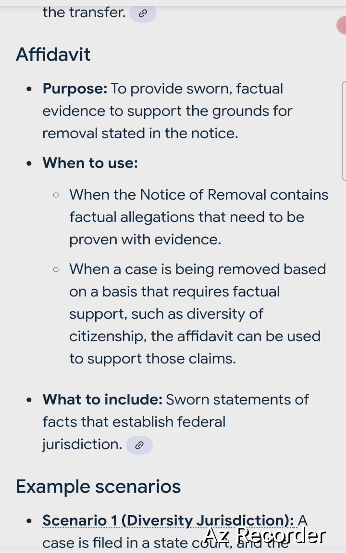Just in case you people are asking about the jurisdictional issue, jurisdiction can be challenged at any time. And that's why I was saying that, under certain circumstances, you can go ahead and put that piece together. After the 30 days, there's a leeway, because jurisdiction can be challenged at any time. And if you're challenging jurisdiction, then you have the right to do that. You know what I'm saying? Okay, what to include? Sworn statements of facts that establish federal jurisdiction.